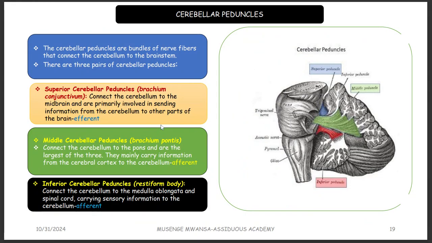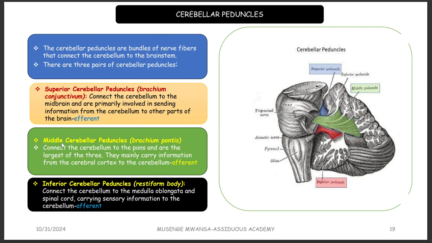And here I want us not to forget about the peduncles. The superior cerebellar peduncle is also known as the brachium conjunctivum. If they know you know the answer, they want to do something so that you think you don't know the answer. Superior cerebellar peduncle is the brachium conjunctivum.